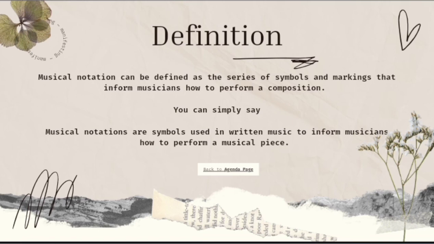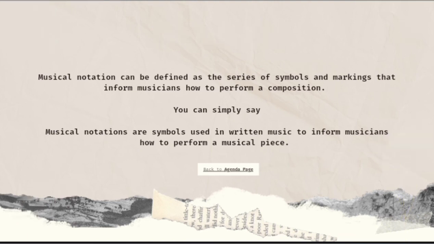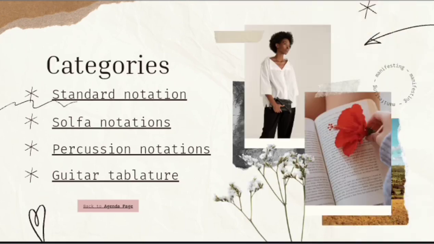Musical notation can simply be defined as a series of symbols and markings that inform musicians how to perform a composition. First, it is a series of symbols, or you can call them markings, that inform musicians how to perform a composition. Or you can simply say that musical notations are symbols used in written music to inform musicians how to perform a musical piece. Okay? So now we move on to categories.